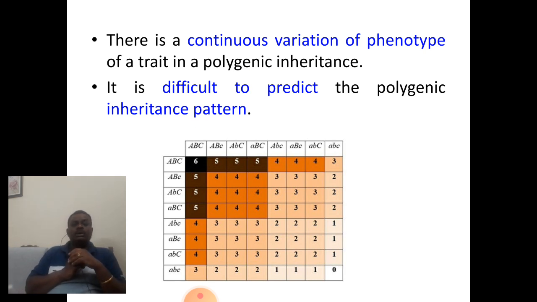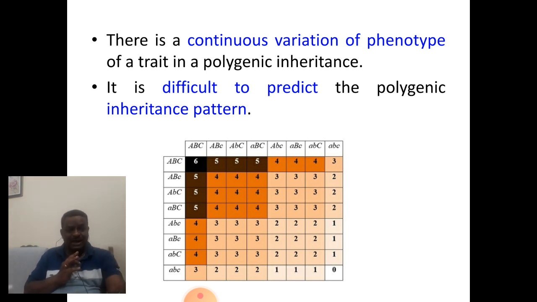So this kind of additional or additive effect shown to the phenotype of the individual will show continuous variation. Students, remember, the term variation refers to change in the trait. So it is the change in the character, which keeps changing continuously for the phenotype when the dominant alleles increase.